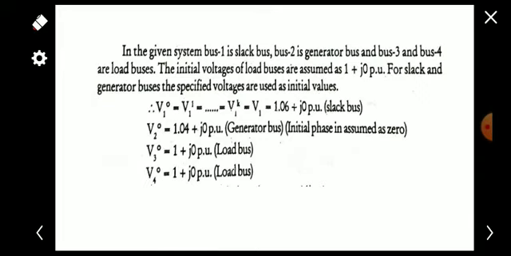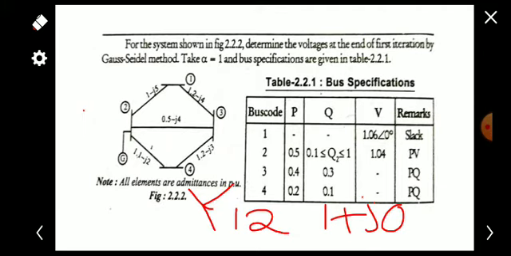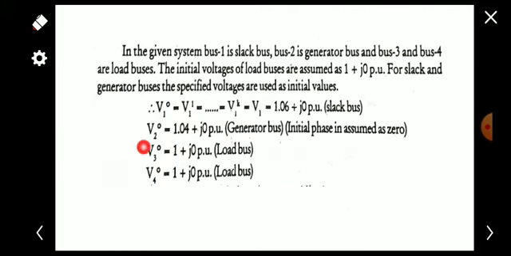It will keep the same value for any number of iterations, that is V10, V11, V12, V13, V14. For any number of iterations the voltage of the slack bus will be the same. For the generator bus also the voltage is specified, that is 1.04, so V20 is also considered here as 1.04 plus j0 per unit.